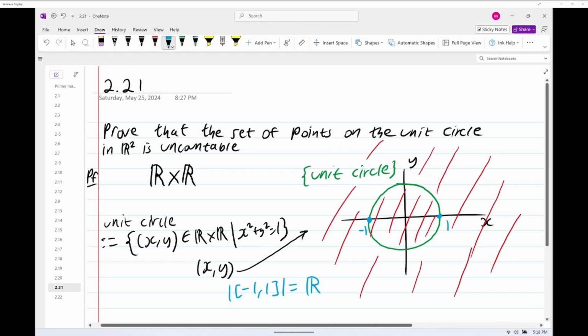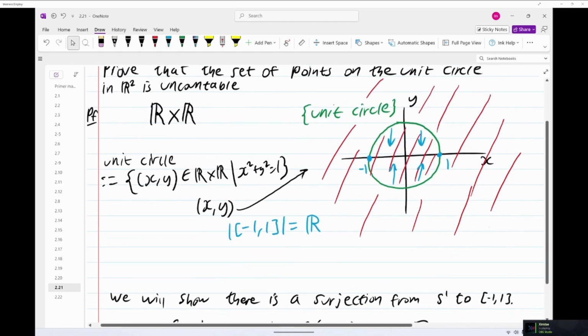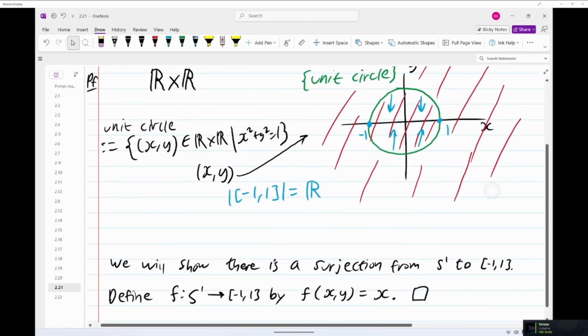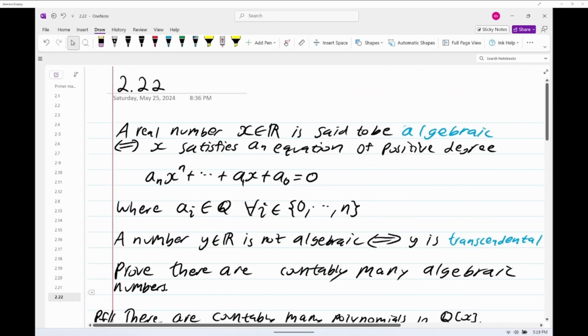So what if I just squished the circle? I just crushed it onto the x-axis. So what if I defined S^1 is a fancy way of saying the unit circle, and defined f from S^1 to [-1, 1] by f(x, y) equals x? Boom. Done.